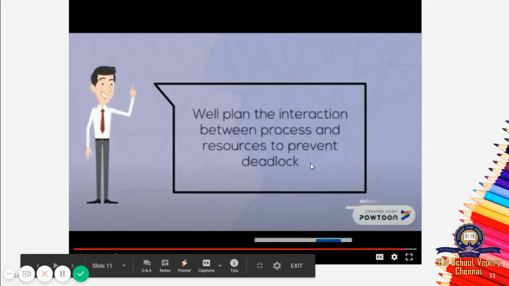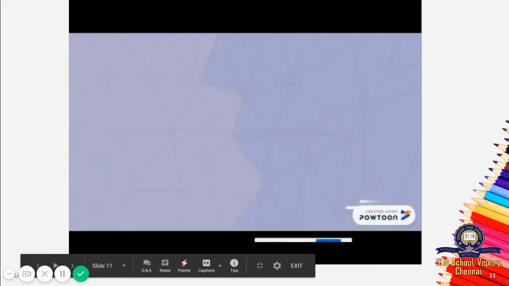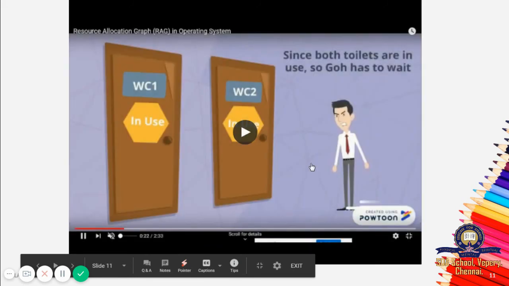We will plan the interaction between processes and resources to prevent deadlock. We should plan what to be done here. Either give the resource to that particular person or this person, you have to think, so that the operating system will think about this and provide you the better solution for how the resources should be allocated. You all understood through this video?